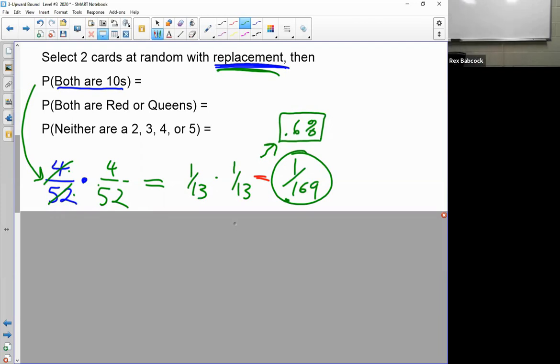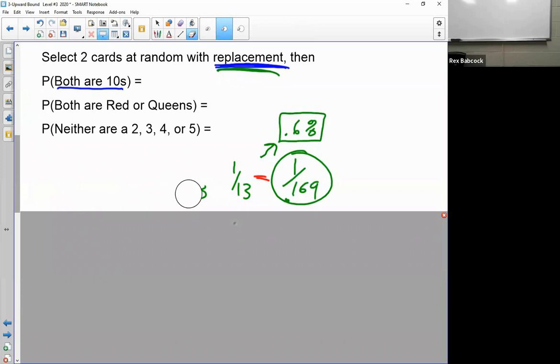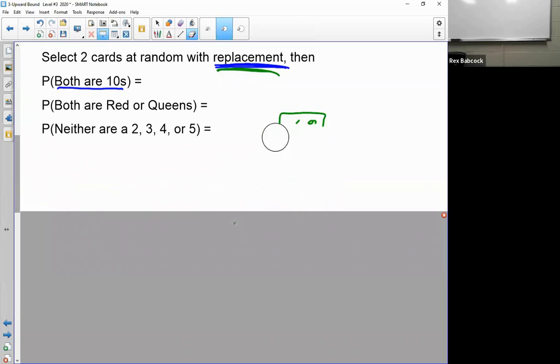Okay, let's do the second one. And all of these are with replacement. If you do them without replacement, yeah, it is a little harder. When the sample space gets big enough, though, the with or without replacement doesn't matter. Okay, let's do the second question.